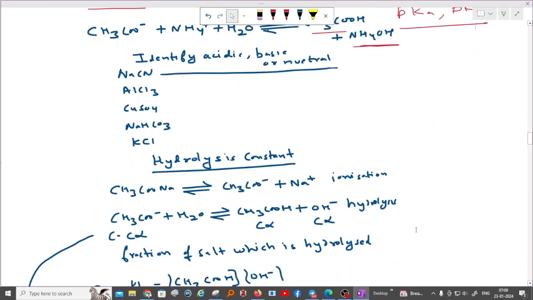Okay, now if somebody asks you to identify whether some salt will be acidic or basic or neutral, some salt will be given to you, and you will have to identify whether it is acidic or basic or neutral. Now if you see the sodium acetate, it is coming from strong base, so it will be basic. Aluminum chloride is coming from strong acid, so that means strong acid and weak base is there, so it will be acidic. Copper sulfate, acidic. Sodium bicarbonate, this is basic, because NaOH is coming from the strong base.